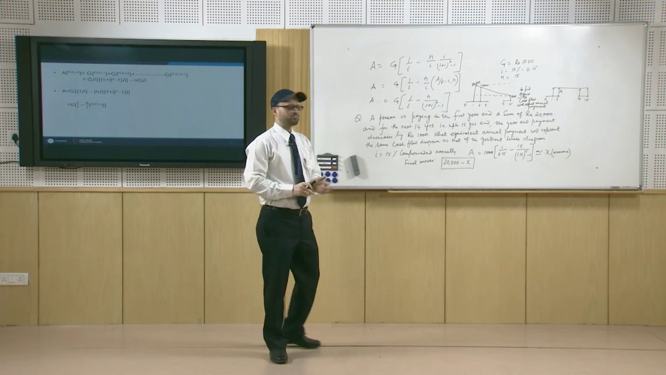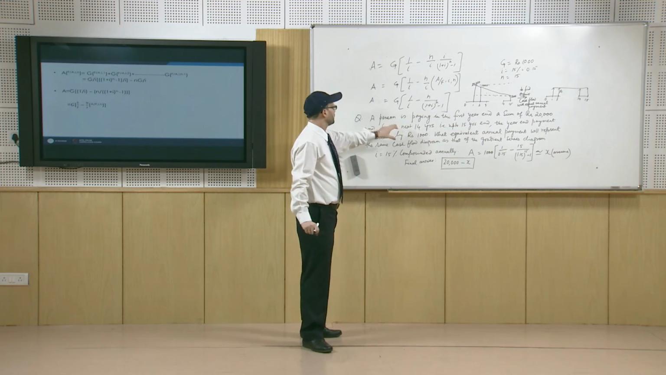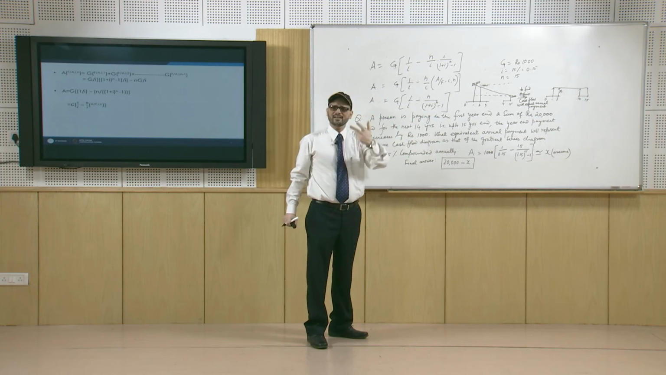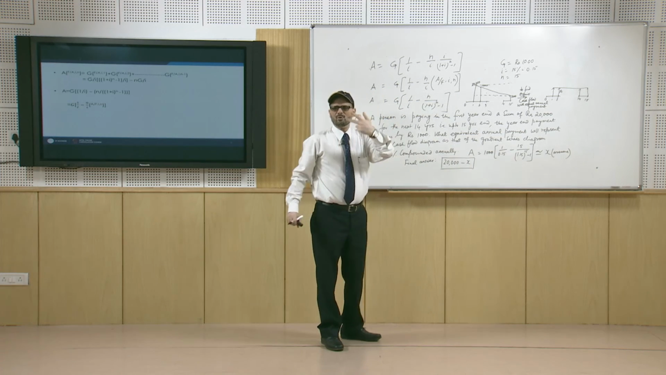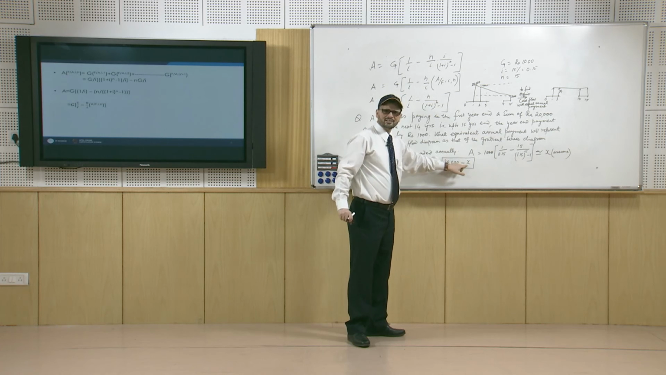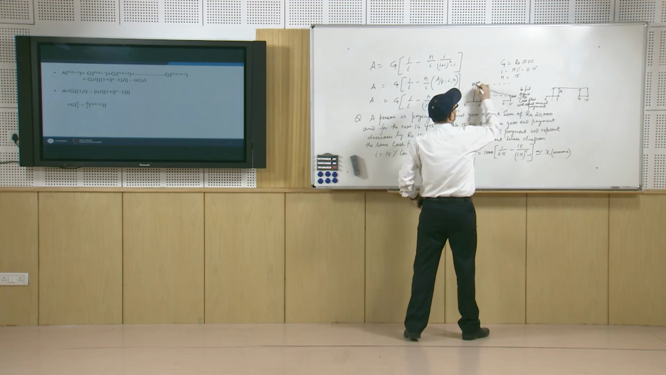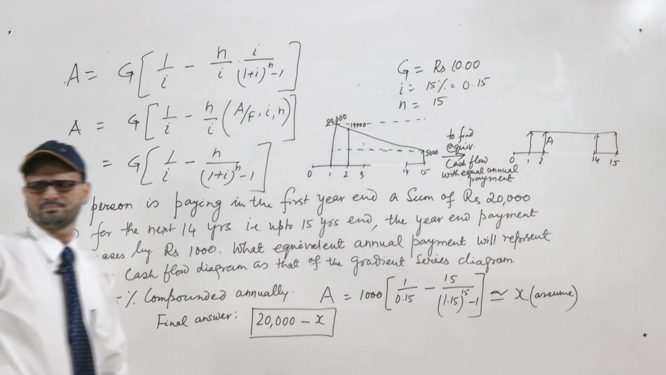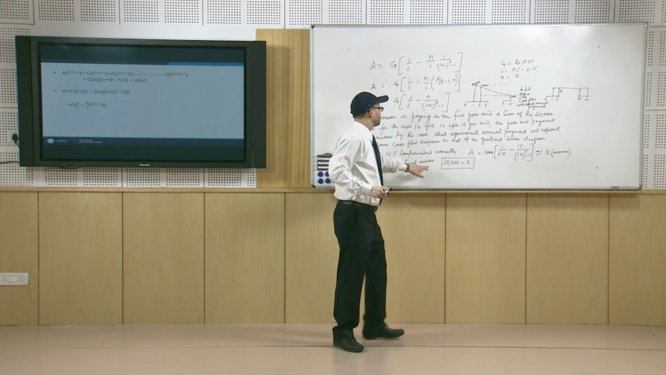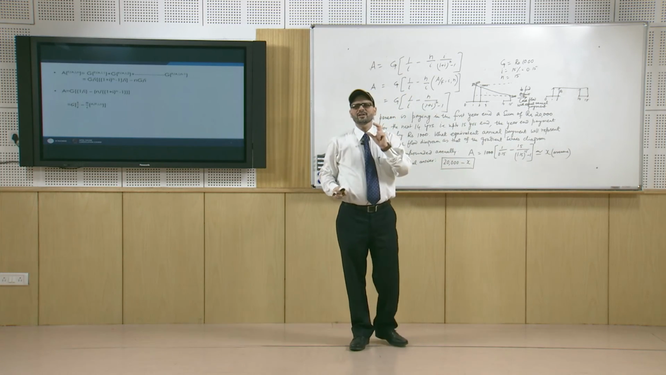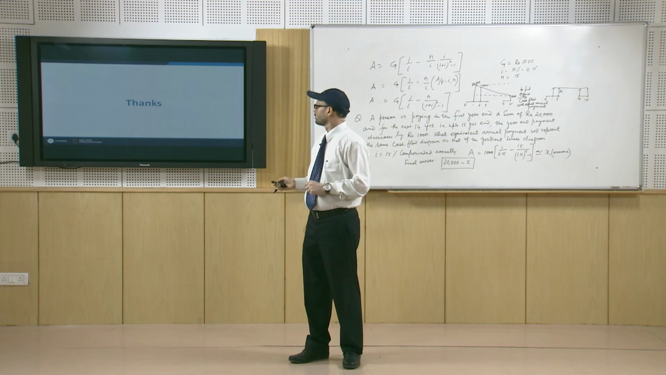So this way you solve such problems. Here the gradient amount is a negative amount, that is why we have subtracted it. If it is a positive amount, we will add it here, it will be 20,000 plus x, because this line will go like this. So this way we calculate the equivalent annual amount for a linear gradient series factor. Thank you.